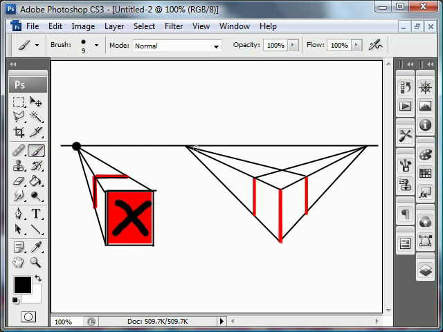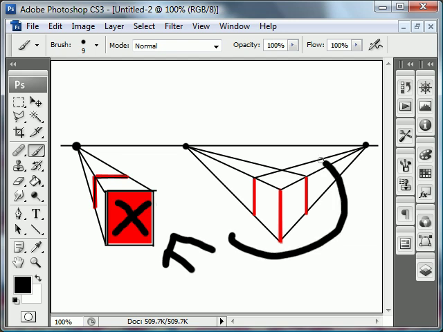The difference is in two-point perspective you have two sets of parallel edges, each going to a vanishing point. And additionally, none of the sides of the box are front-facing. So here we have one side that's front-facing, and over here we have no sides front-facing.